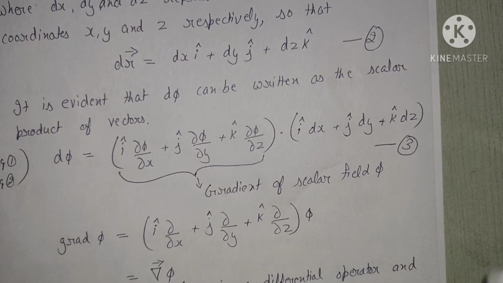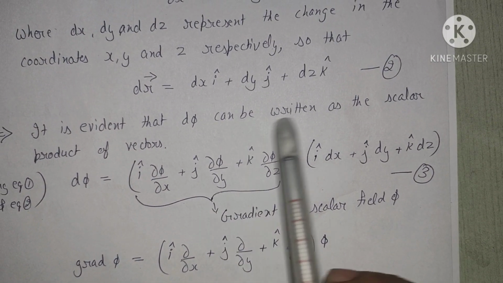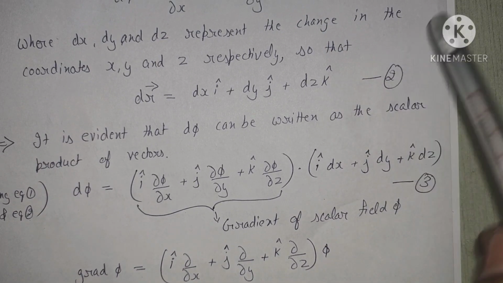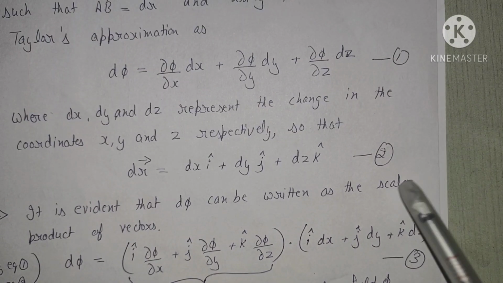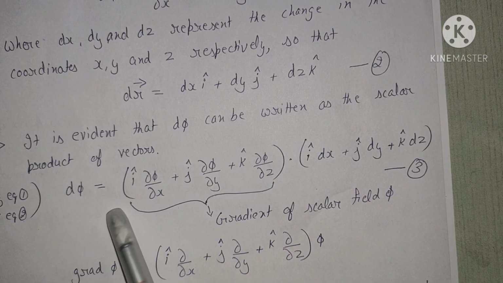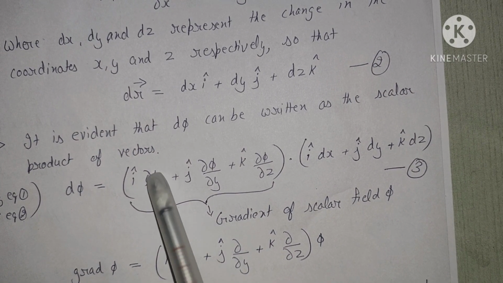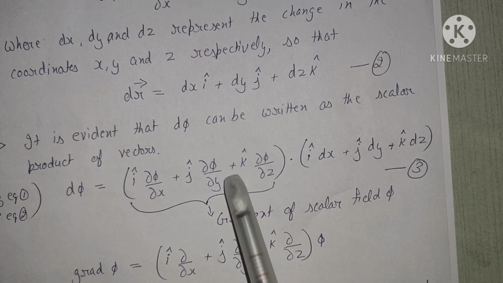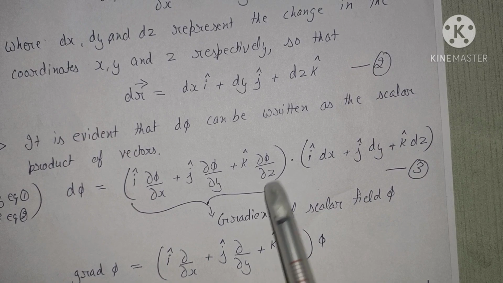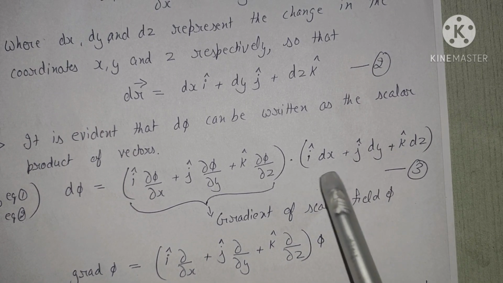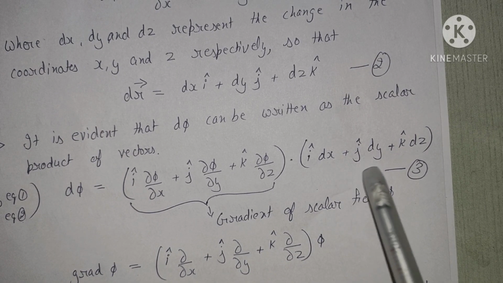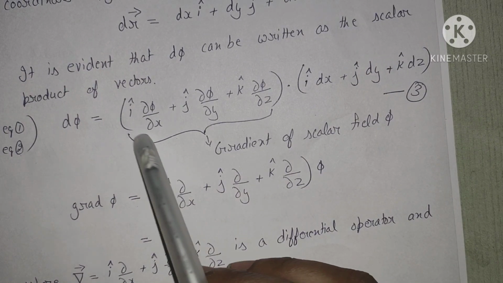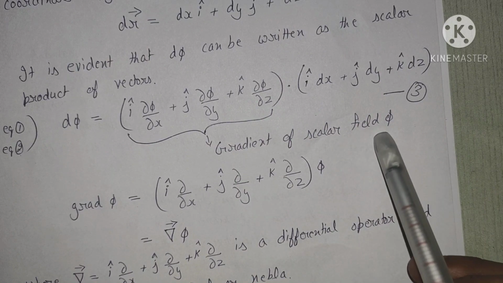It is evident that d phi can be written as the scalar product of vectors using equations 1 and 2. d phi equals (i cap ∂phi/∂x plus j cap ∂phi/∂y plus k cap ∂phi/∂z) dot (i cap dx plus j cap dy plus k cap dz). So this operator is known as the gradient of scalar field phi.